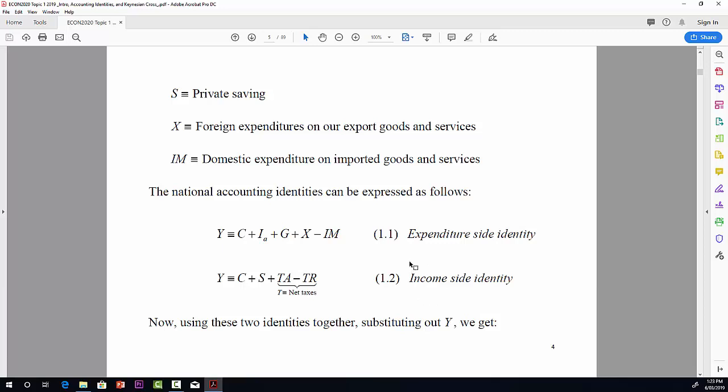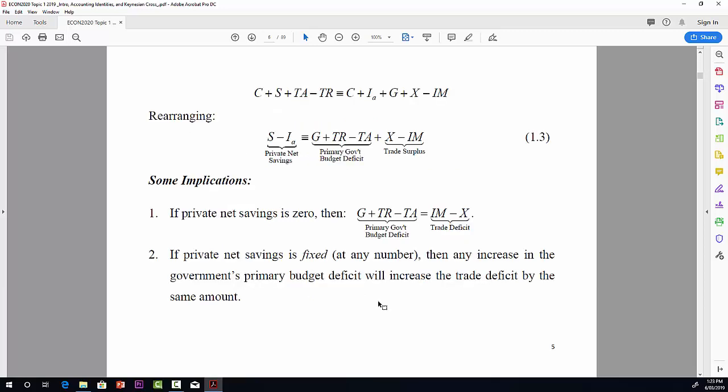Okay, so these are two equations that hold for all economies for all time. No matter what you believe, this holds just by definition. Now, what we can do is bring these two identities together. You'll notice, of course, they both have Y on the left-hand side. So I'm going to substitute out this Y. I'm going to bring this side of equation 1.2 and substitute it over here into equation 1.1. And we get the following result.